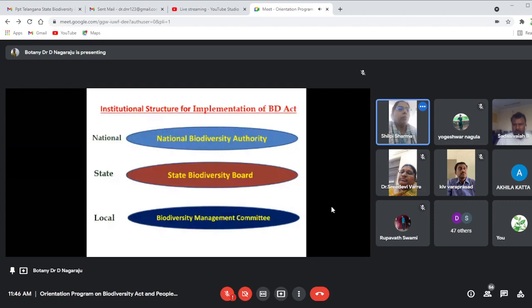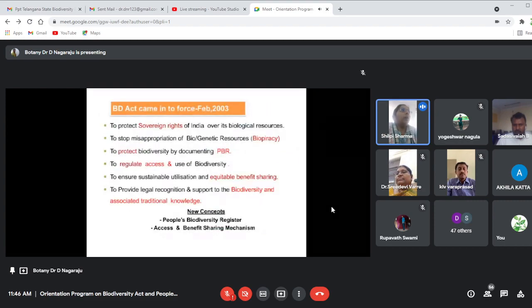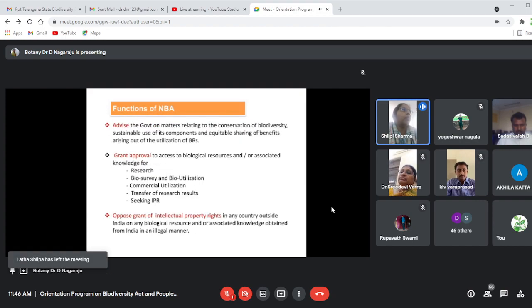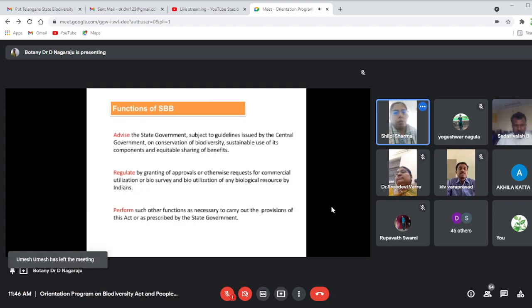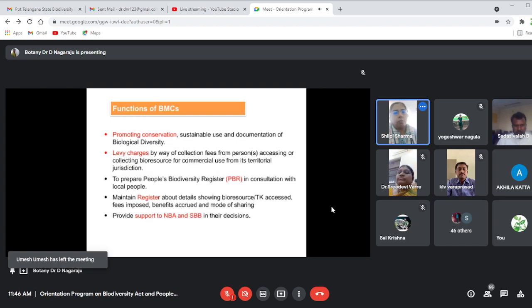Next, please. I told you what this act says, so I am not going deeper into that. The new concept of this act is the People's Biodiversity Register, which will be discussed more by Dr. Sadashivaya after my talk. We don't need to tell them about the functions of SBBs; next, the functions of BMCs. Next, please. Yes, we need to tell the students the functions of a BMC.